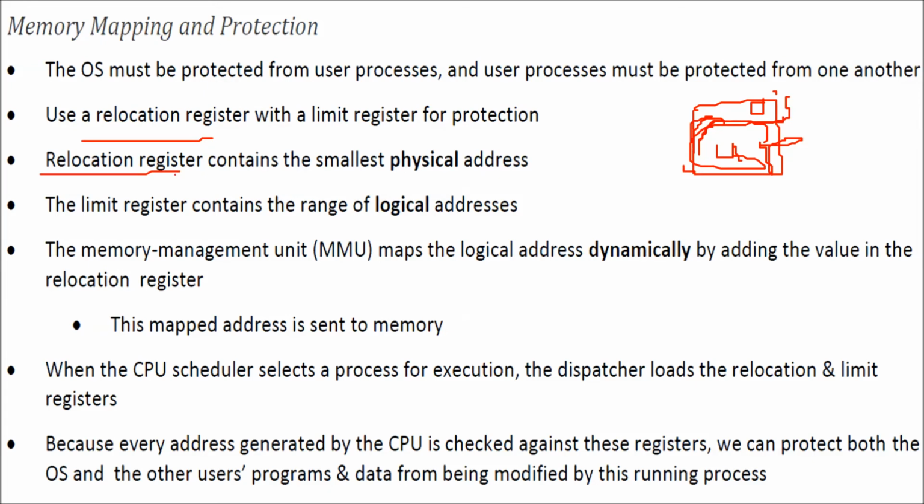What is this relocation register? It contains the smallest physical address, and the limit register contains the whole range of the logical addresses. The MMU, the memory management unit, maps the logical address dynamically by adding the value of the relocation register, which is simply an addition value, the same for all. This mapped address is then sent to the memory.